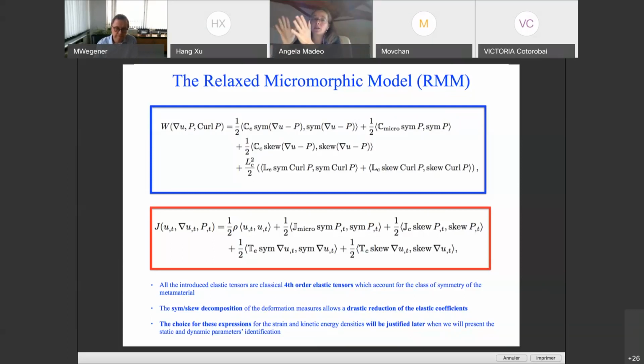So for now I would not have an answer on whether this can be immediately done, but including the opportune symmetries in the elastic tensors, we can think to generalize. Thank you. Thanks. Do we have other questions? I do not see anyone raising the hand.